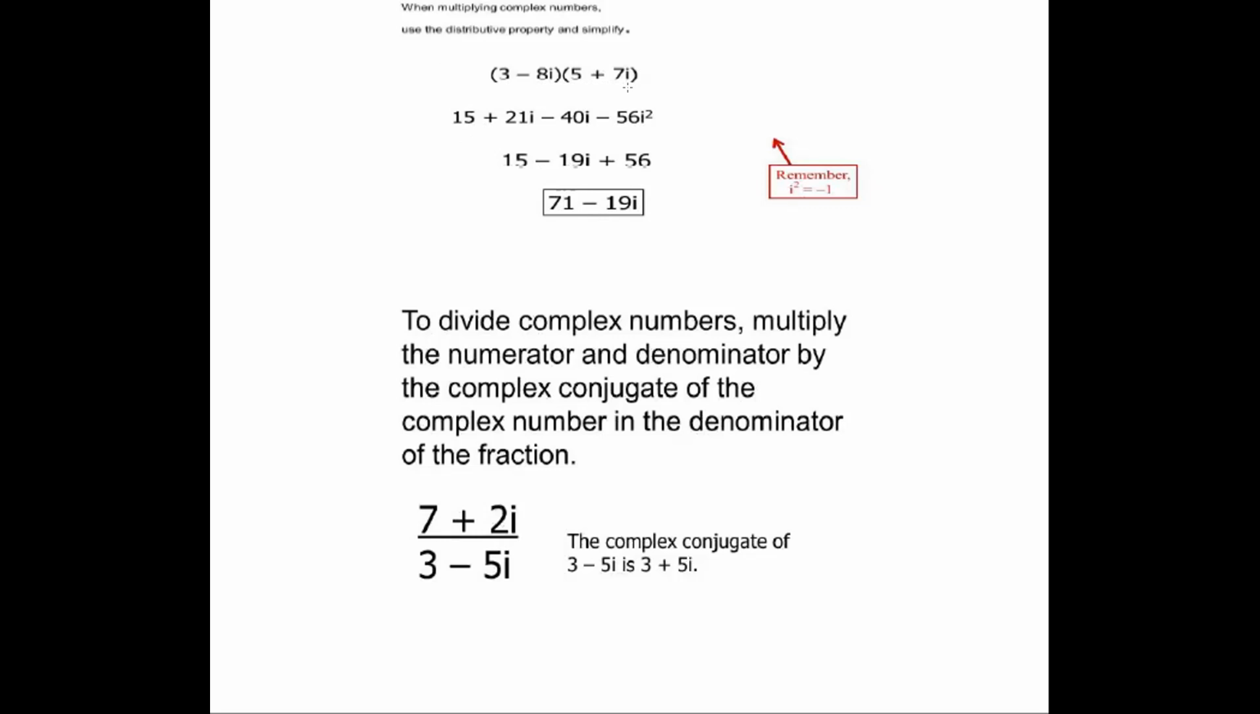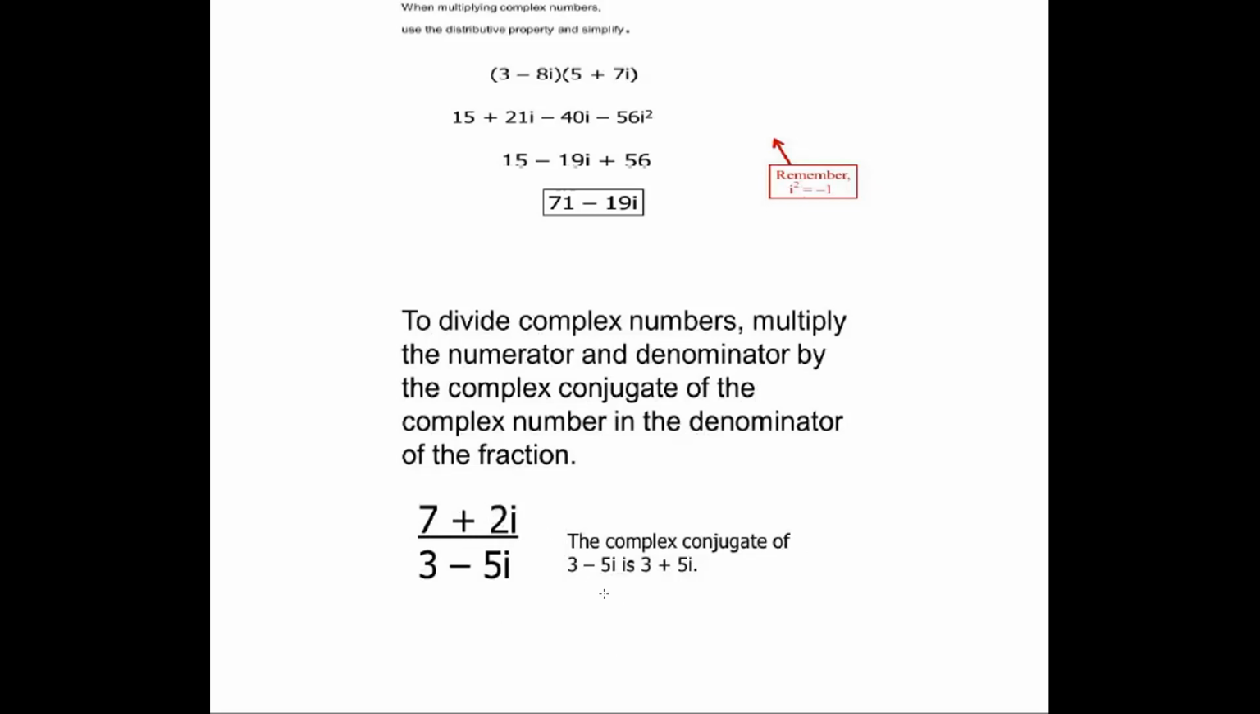The next question is how to divide two complex numbers. Division is actually done through the complex conjugate, and I'll be telling what that is. So first, take this example: 7 plus 2i divided by 3 minus 5i.